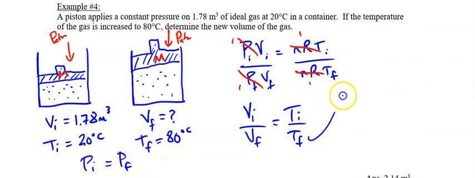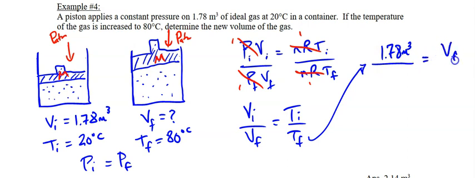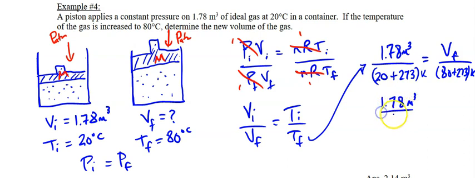So for example, let me rewrite it up here. Volume initial, we'll write as 1.78 meters cubed, equals volume final over here, which we don't know. And for the temperature, we're going to write 20 plus 273, because that's going to be in Kelvin. And then over here, similarly, we're going to have 80 plus 273 in Kelvin. So I get 1.78 meters cubed over 293 Kelvin equals volume final over 353 Kelvin.